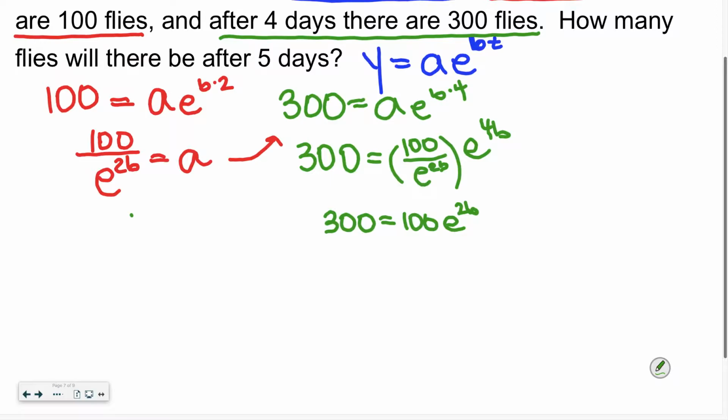All right, so now let's solve for b. We can go ahead and take this 100 and divide it over. So we have 3 equals e to the 2b. Okay. So now we're going to have to change form. So we have base e. So we have log base e of 3 equals 2b.